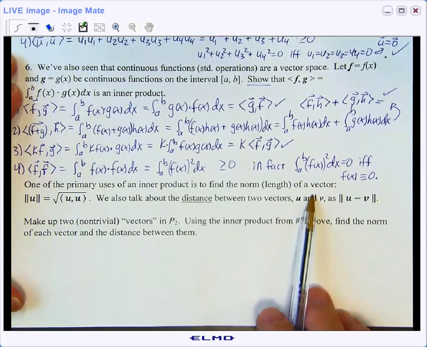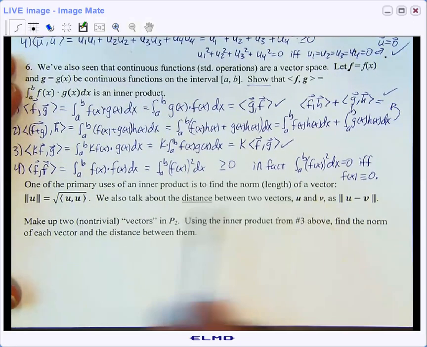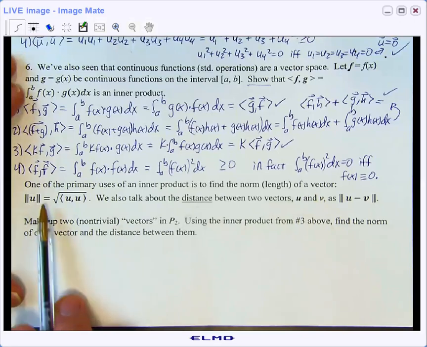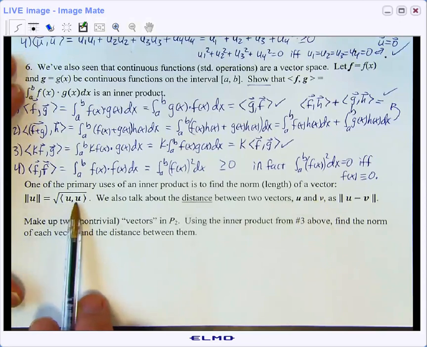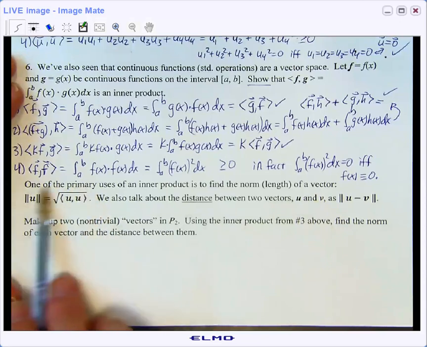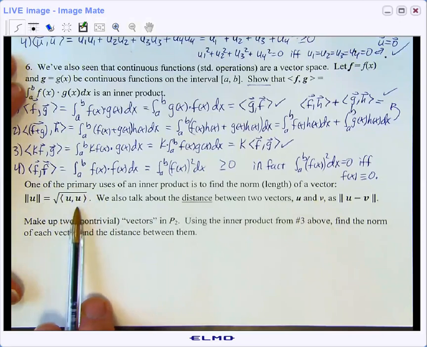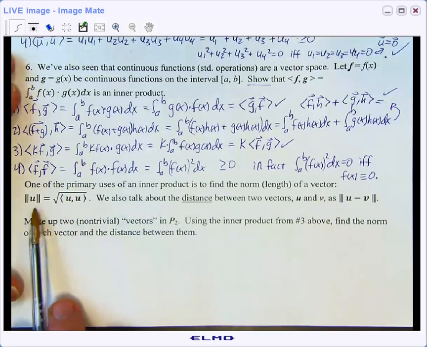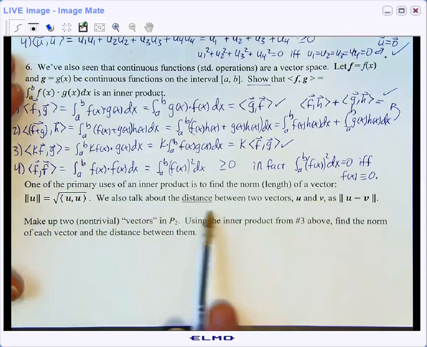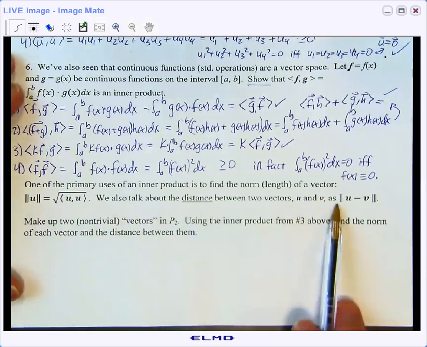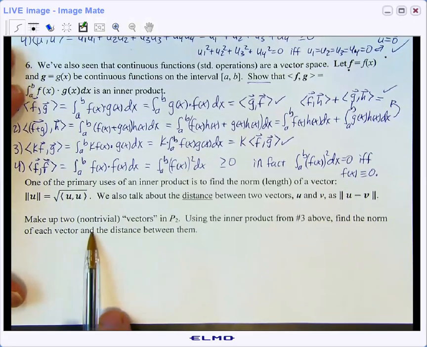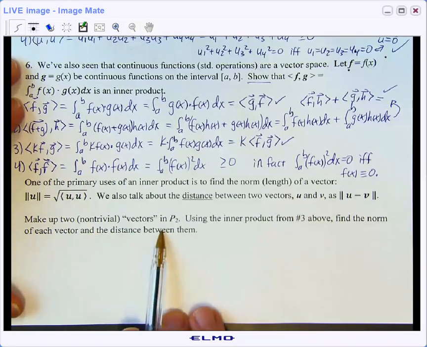Okay. So one of our primary uses of the inner product is to talk about length or norm of a vector, sometimes referred to as magnitude. And we saw back in chapter 3 that the magnitude of a vector was the square root of the vector dot product itself. But now we're going to take this and generalize it into not just dot products, but any inner product, whether it's an integral or whatever. So we can talk about the distance between two vectors by finding the length of the difference between those two vectors.